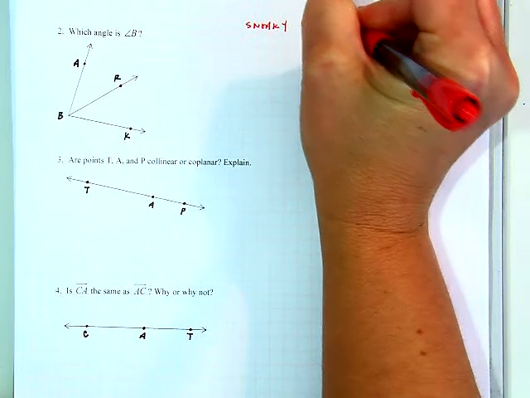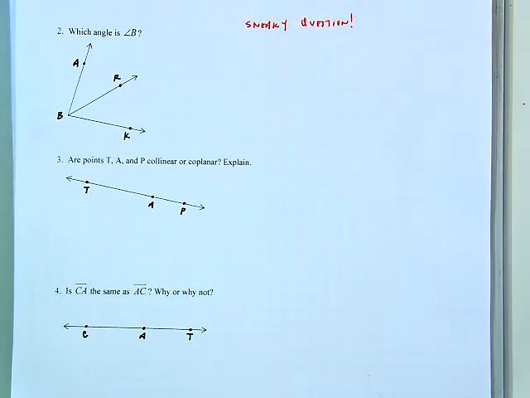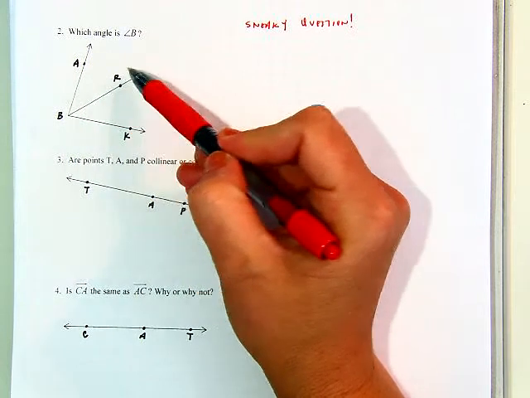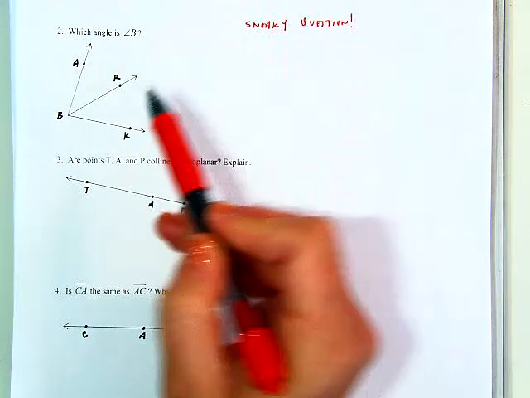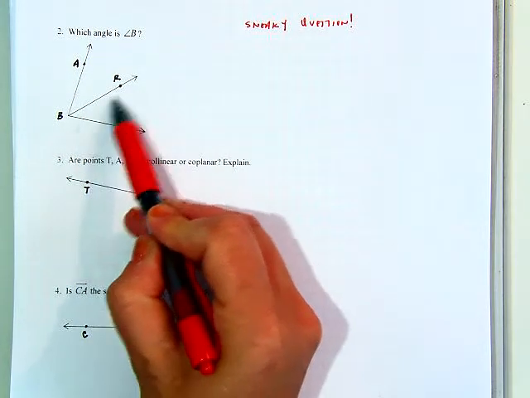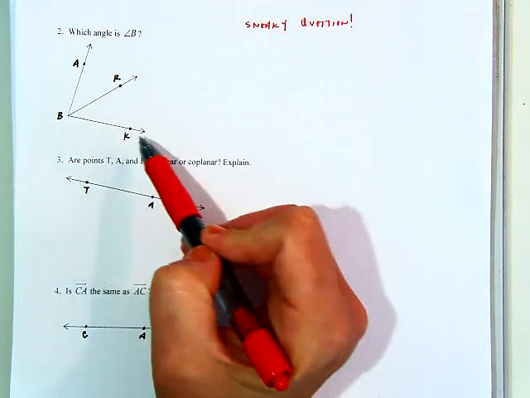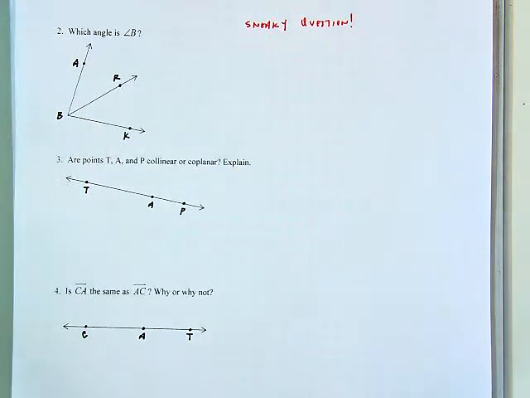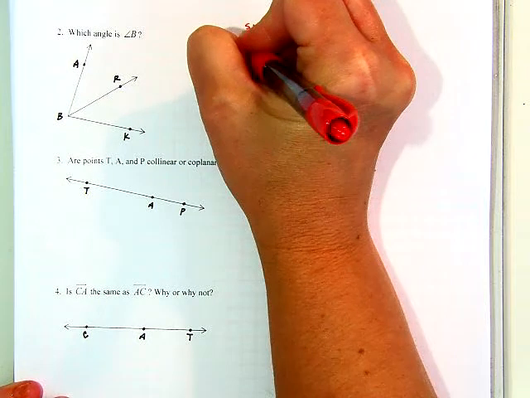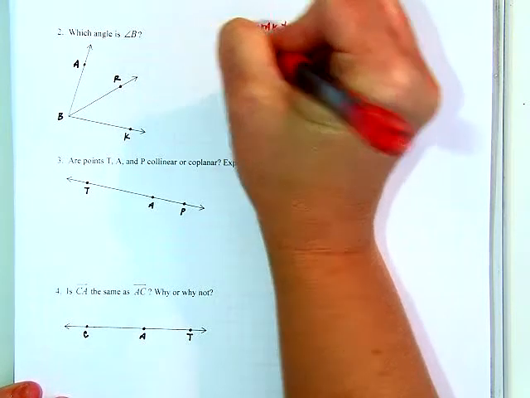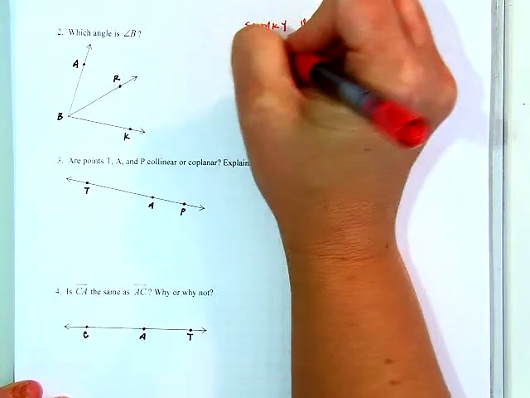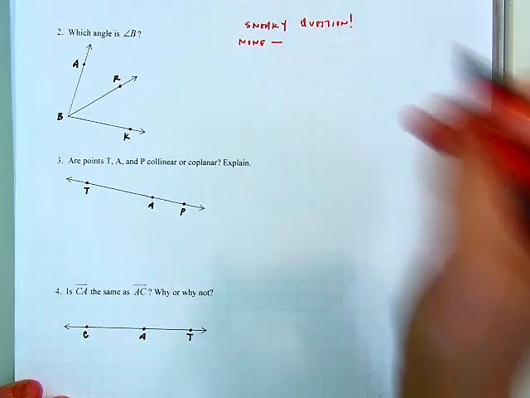So think about this for a moment. Look at that picture, and if I said, which angle is angle B, which one do you think it is? Do we mean it to be this small angle right on top, this small angle on bottom, or this large angle right here? Right? It's not clear. So my answer here really is none. None of these angles are angle B. That's a bad notation in this instance. So I'm going to say none.